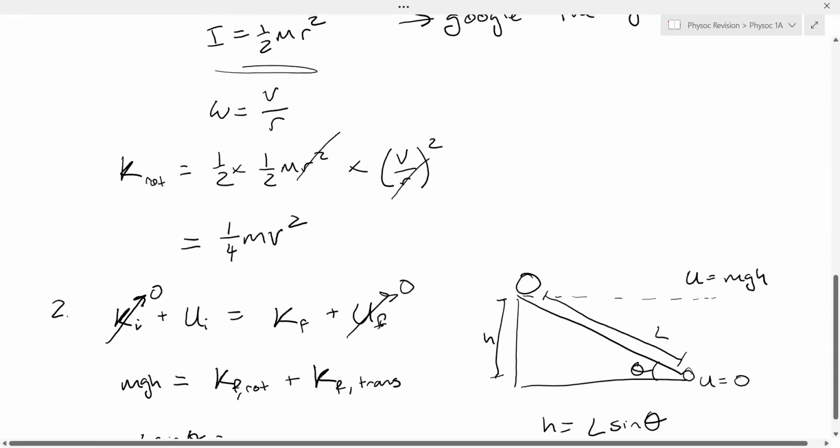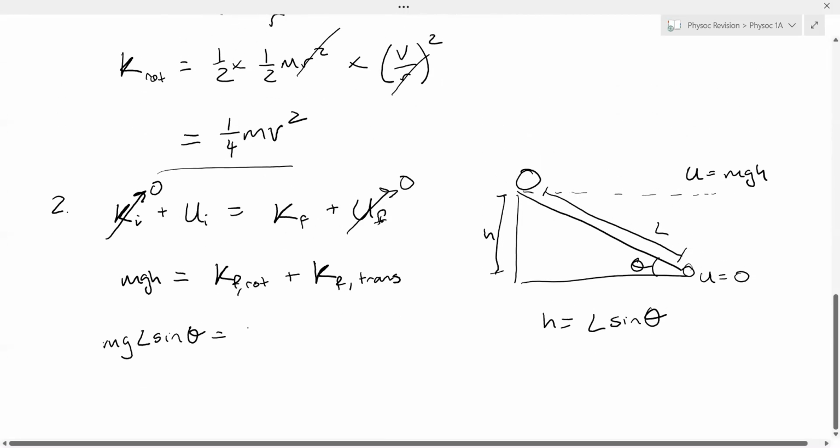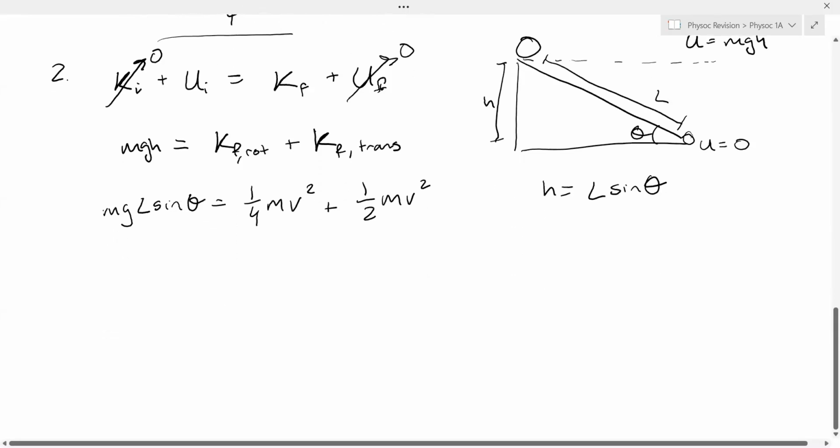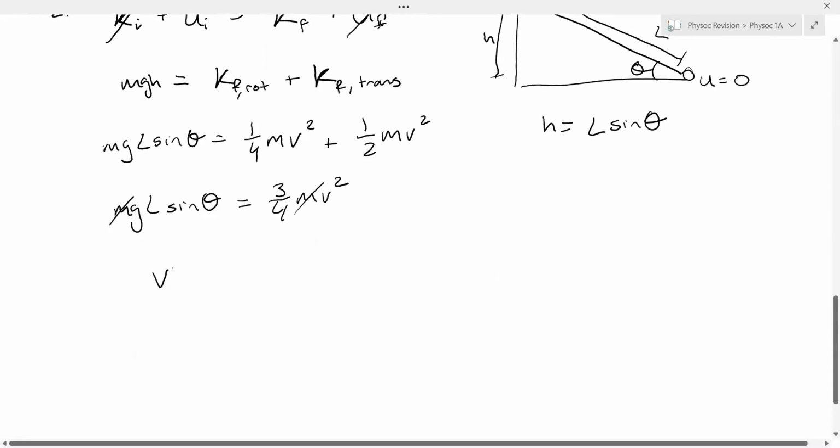Our rotational kinetic energy was just what we found in part 1, equal to 1/4 mv squared. And our translational kinetic energy is just our usual format, 1/2 mv squared. So we can combine that together. We get mg L sine theta is equal to 3/4 mv squared. And I can cross out the m's. This gives me v squared is 4/3 g L sine theta.